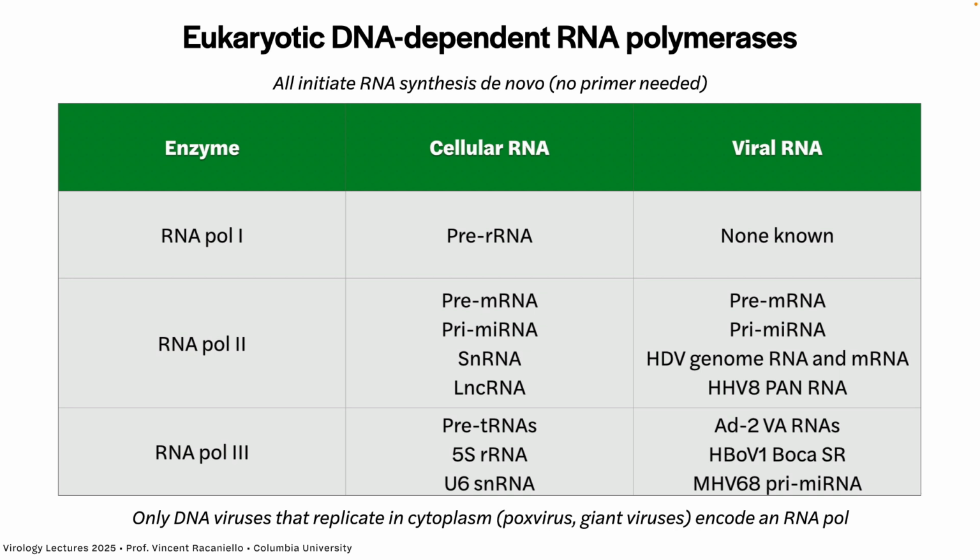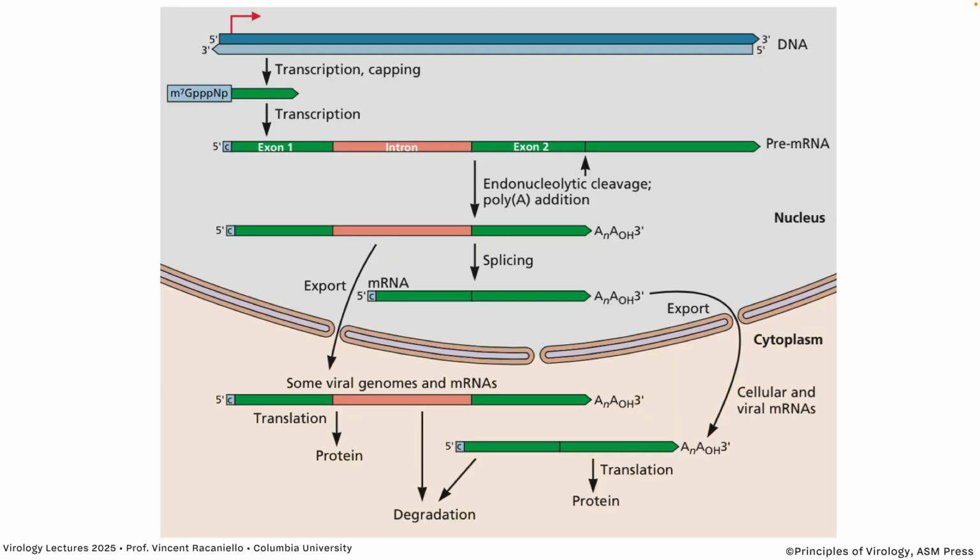Now you may be asking, why? What's the function of this? What is the function of some viruses going in the nucleus and some not? There's really no answer except that it works, it's evolutionarily selected for. You just have to remember that if you're going to replicate in the cytoplasm, you need to encode an RNA polymerase because they exist only in the nucleus.